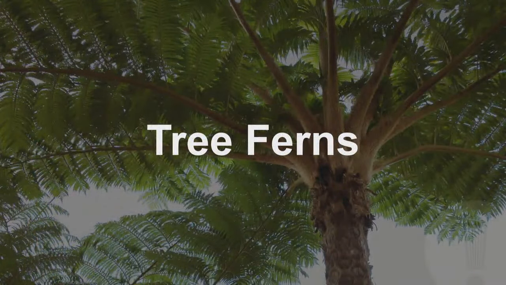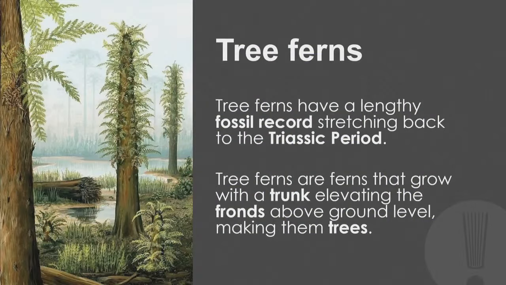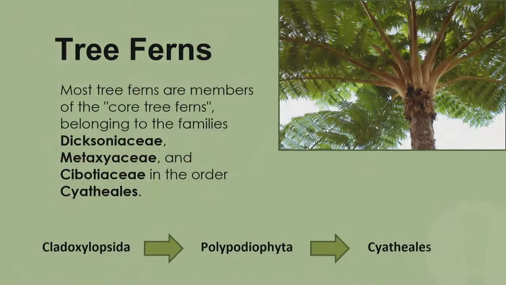We start to see tree ferns. These are these ferns starting to look like trees. Tree ferns have a lengthy fossil record stretching back to the Triassic period. They grow with a trunk, elevating the fronds above ground level, technically making them trees. Another example of convergent evolution. So they're kind of getting the same form as those lycopods or lepidodendrons and whatnot. Most tree ferns are members of the core tree ferns, belonging to the families. I'm not going to even attempt to pronounce those.